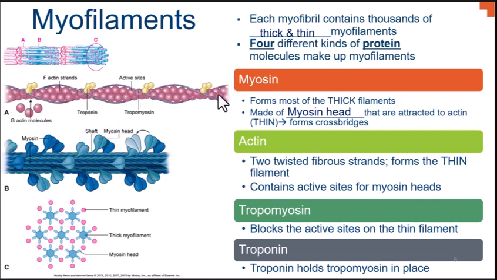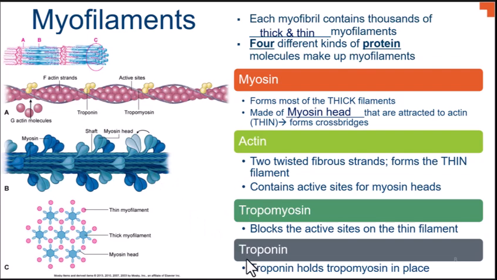Actin is made up of these two twisted fibrous strands of protein, and they will form the thin filament. Actin contains some active sites that are going to attract the myosin head. So in other words, the myosin head during contraction will bind to the active sites that are found on actin in order to produce the contraction.